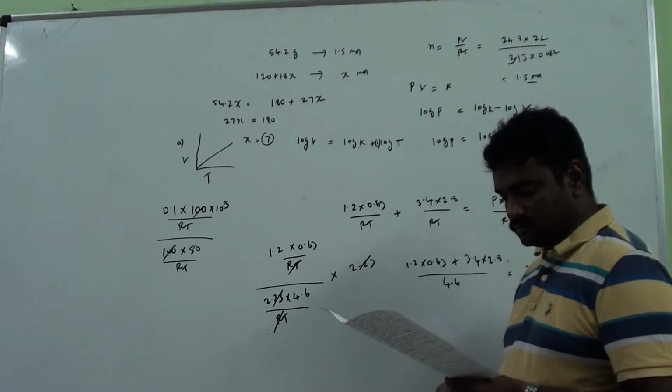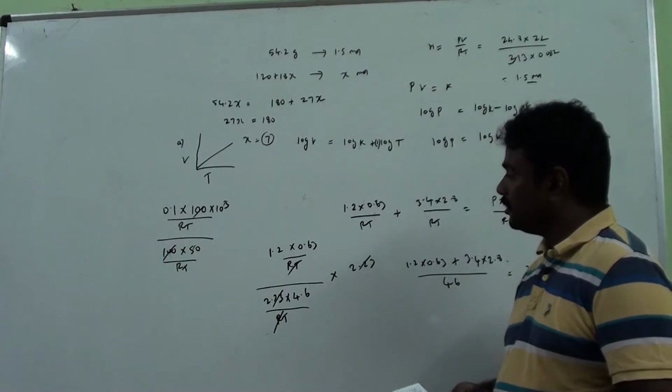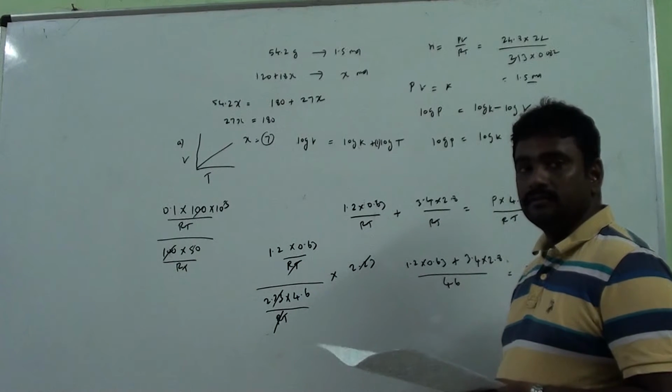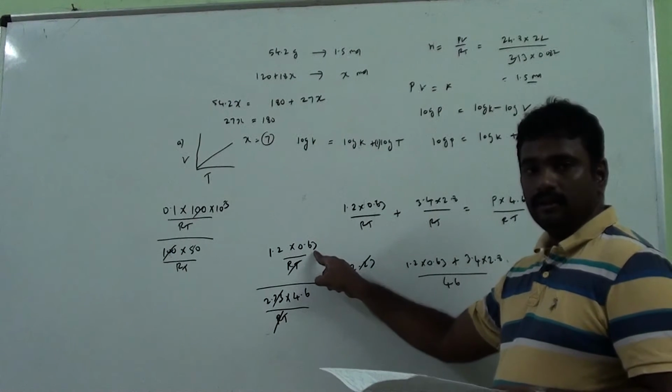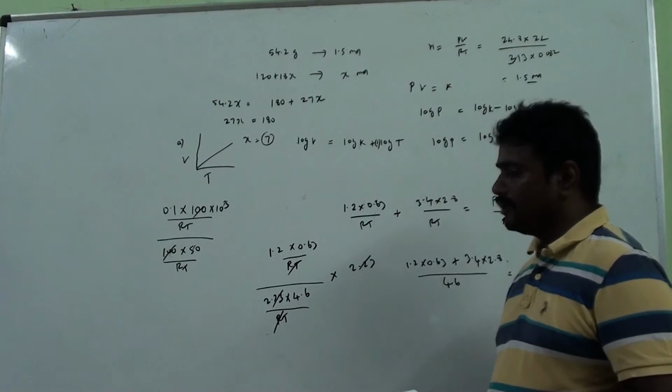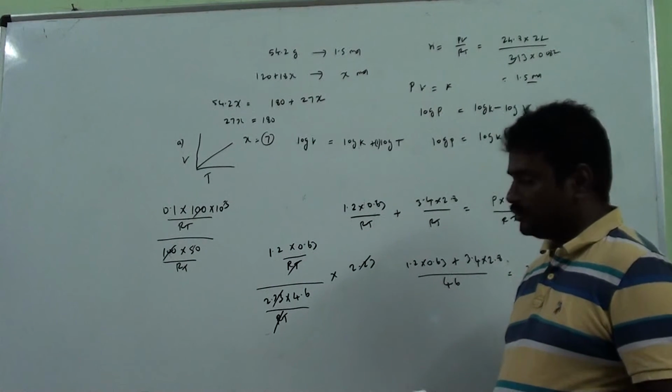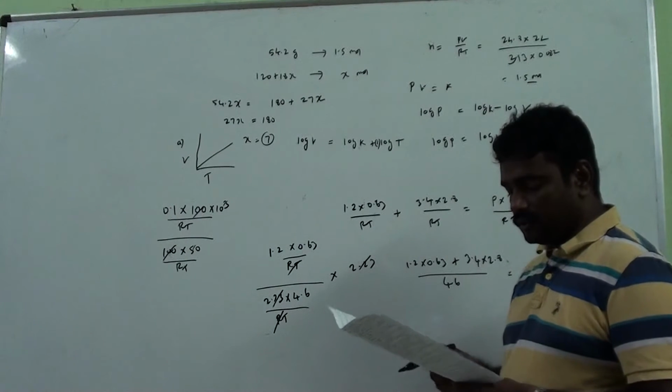So that comes around 0.8 by 4.6, which is about 0.16. What is this 1.2 into 0.63? Yes, sir. So 0.164 is the answer, right?